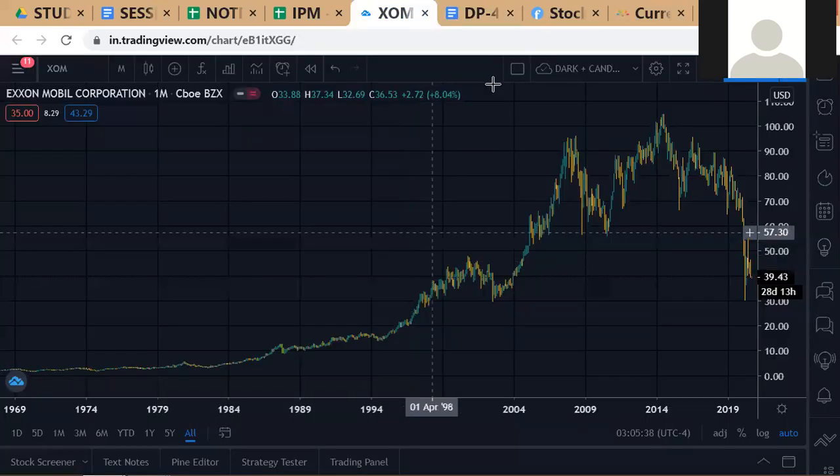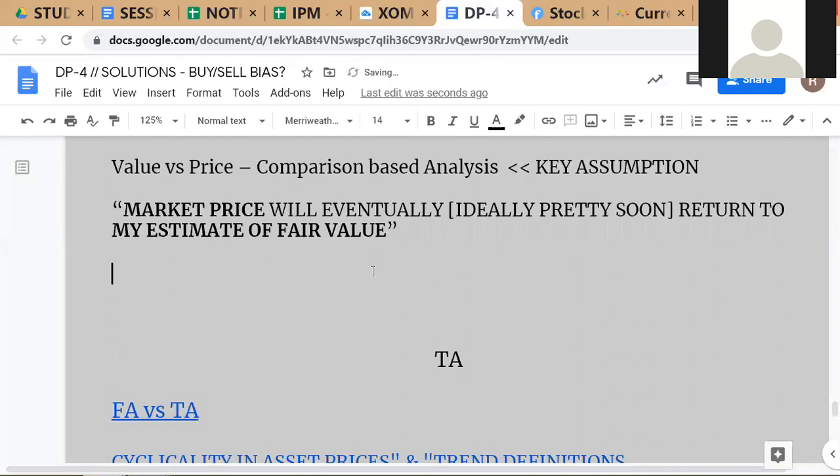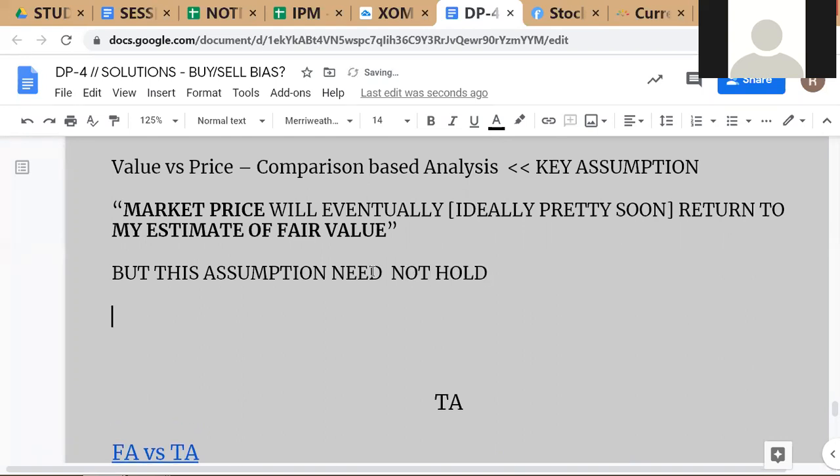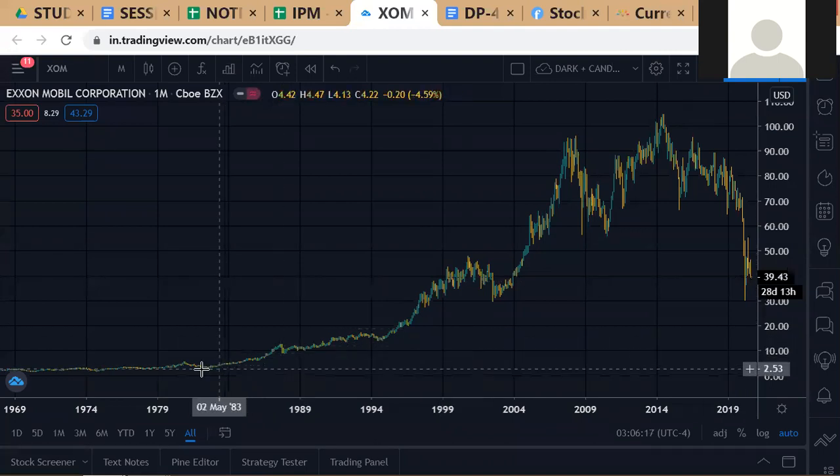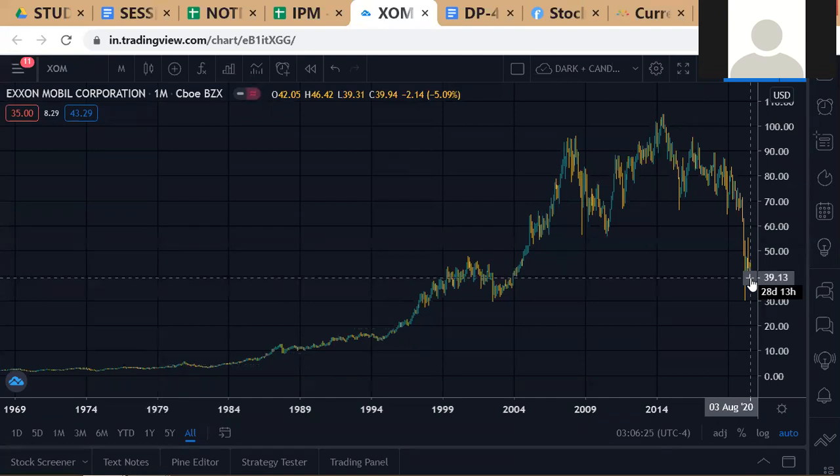Let me tell you something about a very famous quotation, which you should not forget. This assumption need not hold. In this context, as you can see, if I have an estimate of $90, well, ExxonMobil has already come to $40. Who knows, maybe it will come to $20. Maybe it will come to $10. After all, at one point of time it was at these levels. So how do we know that it's not going to come here? There's no guarantee of anything in the market. The assumption I'm making has no guarantee of turning out to be true. So therefore you have to understand.